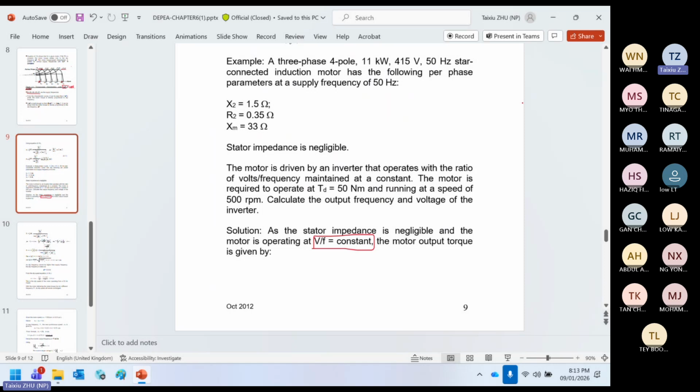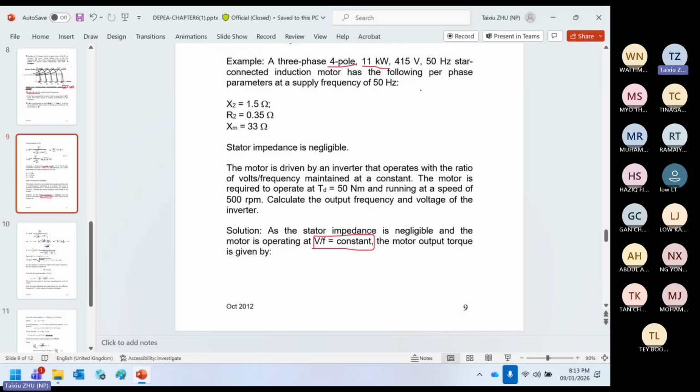You see, I talked about theory for how many pages? Like 8 pages of theory. Then some may wonder, do you have an application? How do you crack the numbers? Now here's one. You see, a 3-phase induction motor. How many poles? 4. What is the rating? 11 kilowatts. It's not very big.